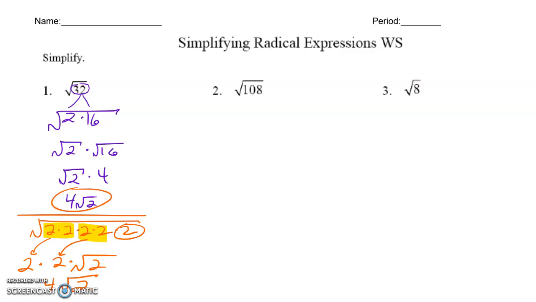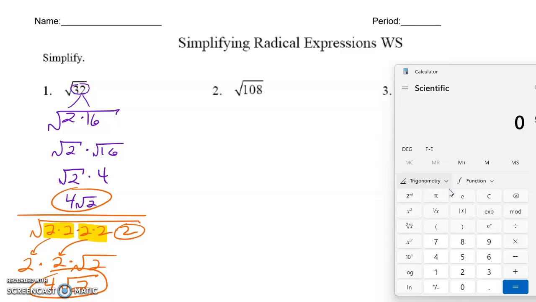The same answer I got up here. You should always get the same answer no matter what method you use or which way you think about it. But that is another strategy for coming up with the simplified radical. I always want to check my work. So I can type in 32 square rooted, and I get the number 5.6568. I can also type in 4 times 2 square rooted, see, 4 times the root of 2, and I should get the same number, 5.6568. So that's how we check our work with a calculator.